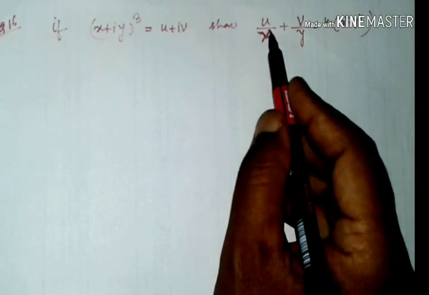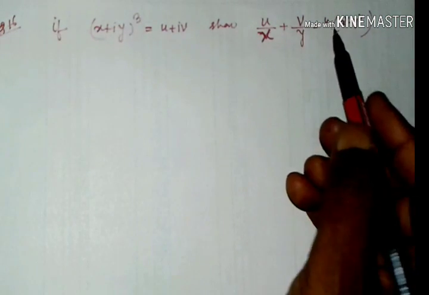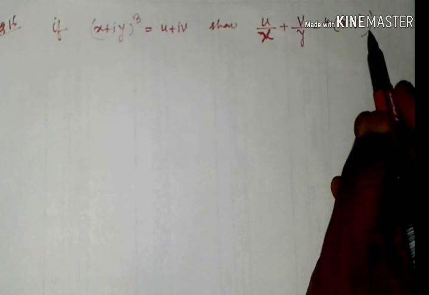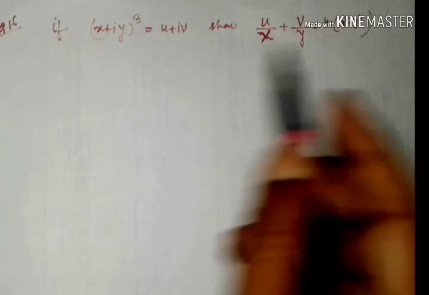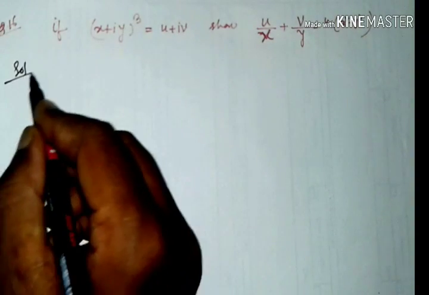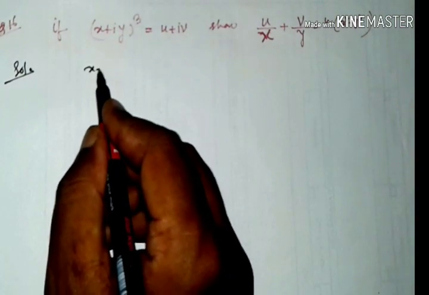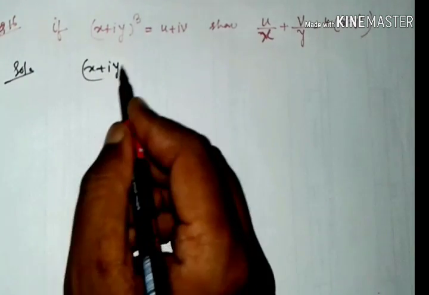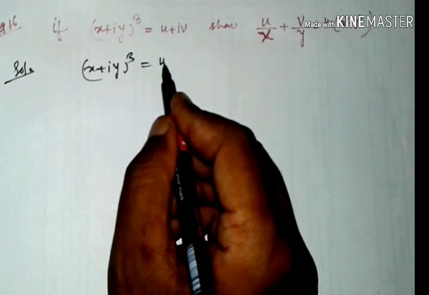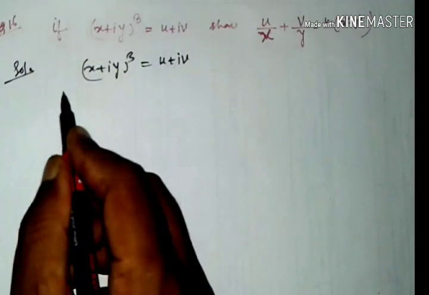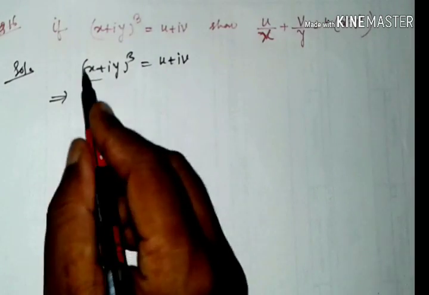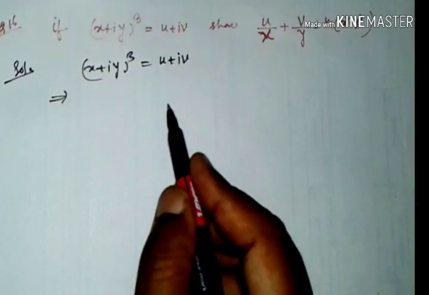to u plus iv, show that u by x plus v by y is equal to 4 times x square minus y square. Solution: given x plus iy whole cube is equal to u plus iv, we have to split it.